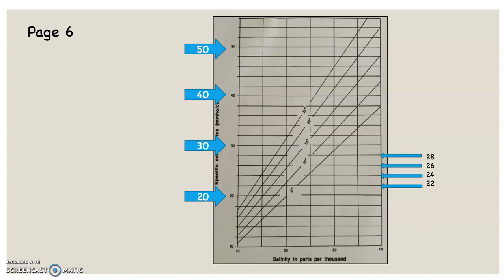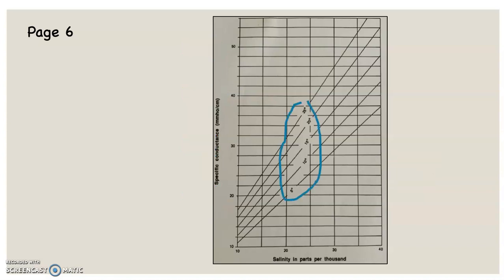Now notice those other lines that are horizontal, that are between 20 and 30 and 30 and 40 and 40 and 50, those are in two specific conductance increments. Okay, so notice I put on there 22, 24, 26, 28. So in other words, you would go from 20, then the next line up that runs horizontal would be 22, then 24, then 26, then 28, then 30, and then 32, 34, and so on. Okay, very good.